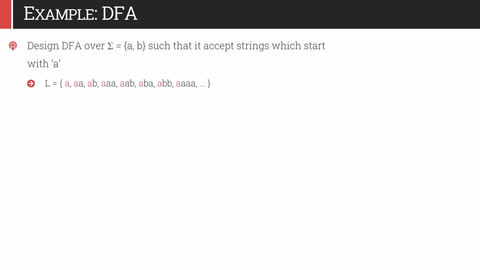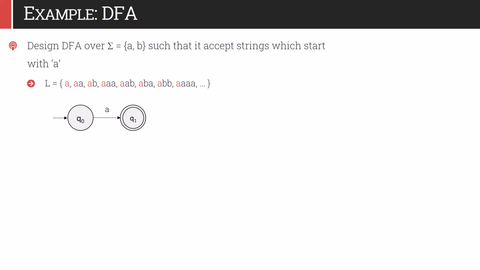So the language for that would be: first letter a, then there would be a or b: double a, ab, ba, bb, then triple a, any combination of a and b after that. a is a part of the language, so from the initial state, when we read the first a, it should go to the final state. We cannot read b from Q0 because the string cannot start with b, so if we read b, it will go to the dead state.